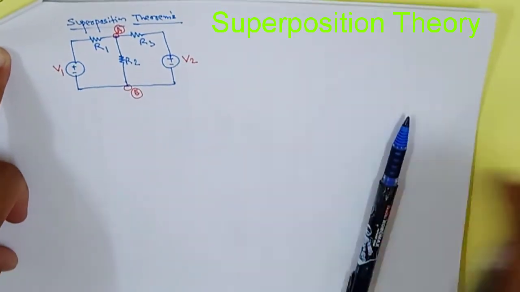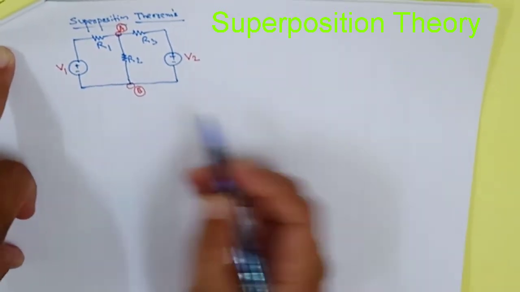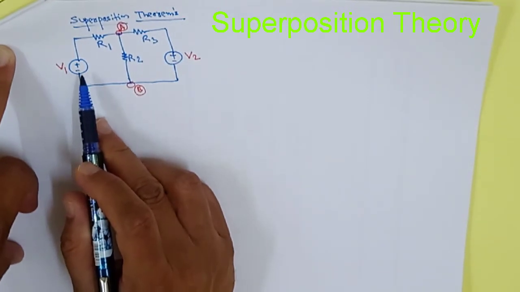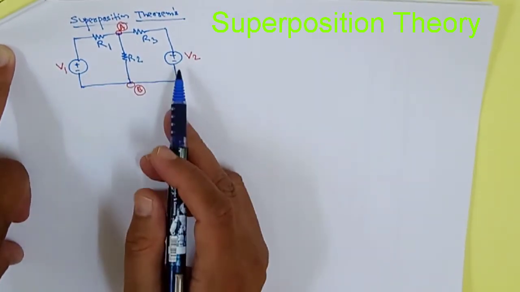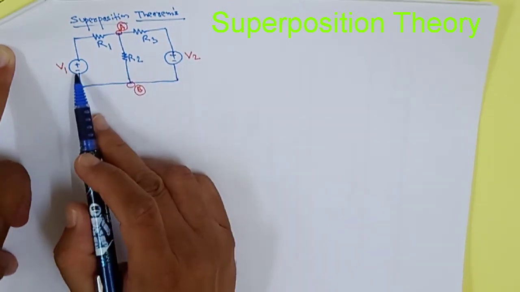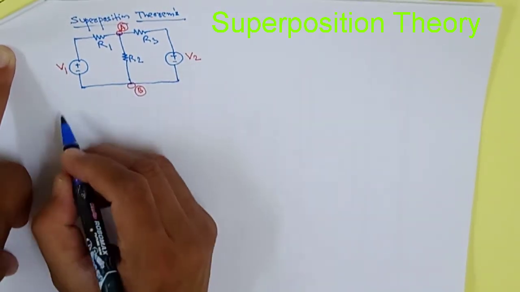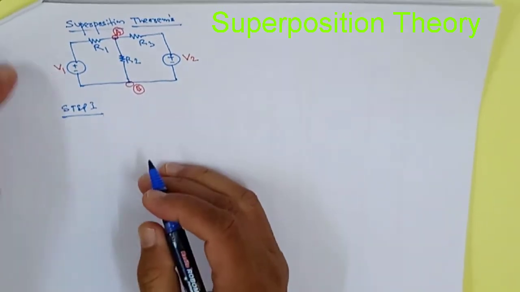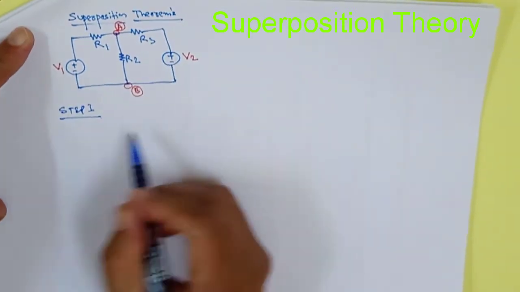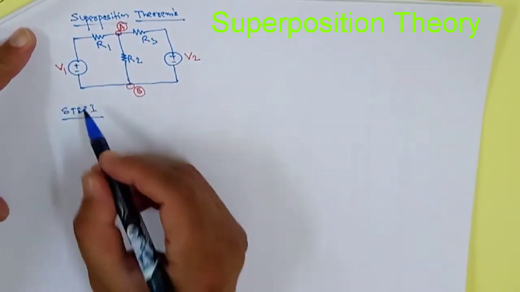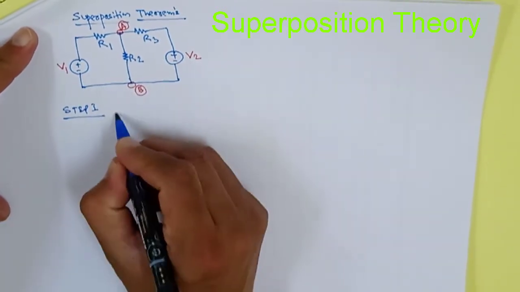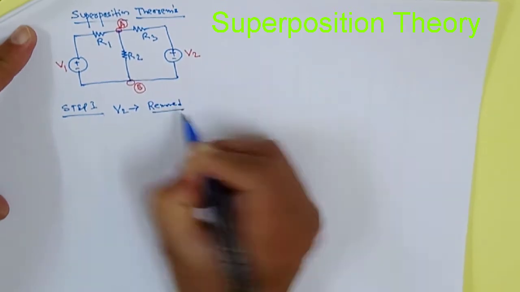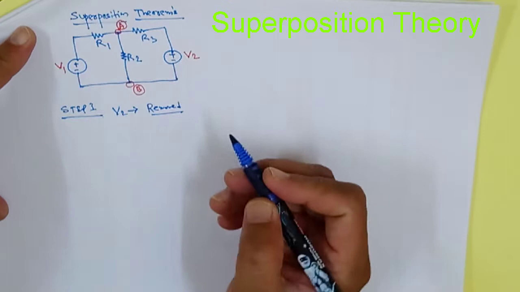So for this theorem, first we have to remember that we remove one voltage source, leaving its internal resistance, and then we start again by keeping this voltage source here and removing the other voltage source. That means step 1. In step 1, first you have to remove a voltage source. I am removing the voltage source V2. Voltage source V2 is removed, leaving its internal resistance.